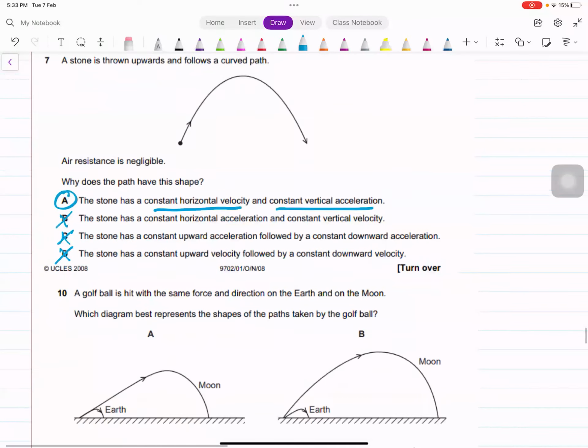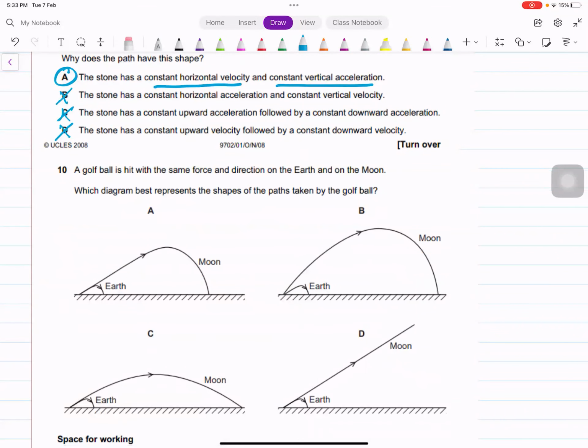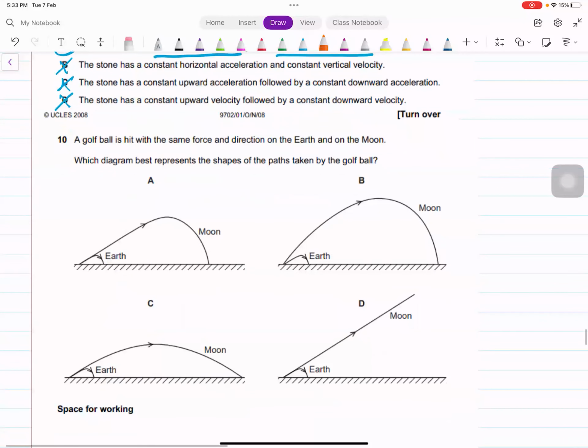Cool. Then a golf ball is hit with the same force on Earth and on the moon. Which diagram represents the shape of the golf ball's path? First of all, obviously, on the moon, the force is the same but the moon has less gravitational pull, so the ball will have a greater range. So either this or this is correct. This isn't correct. Why? Because eventually the moon does have some gravitational field strength, so it should come down here.